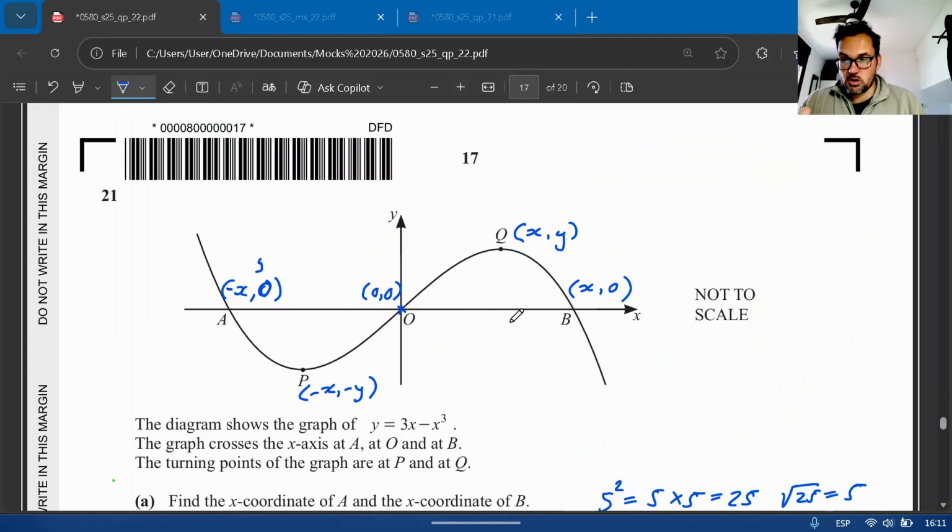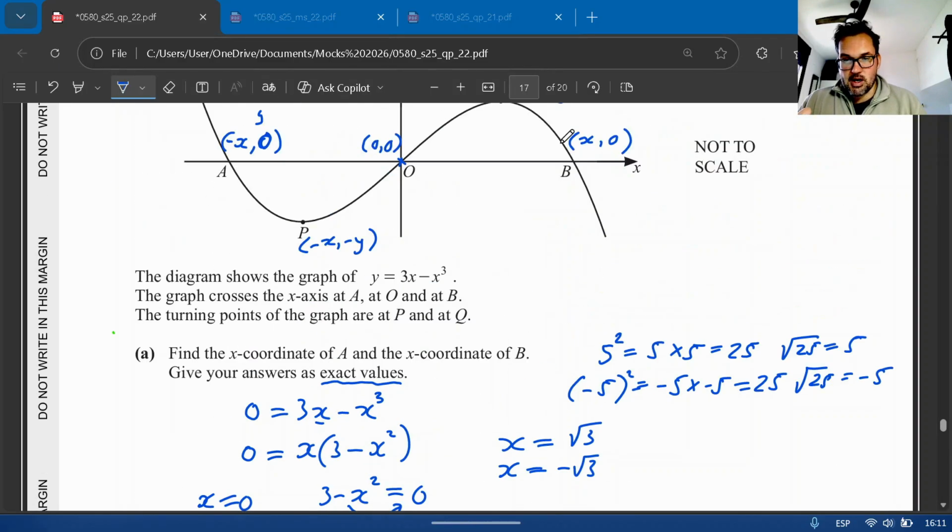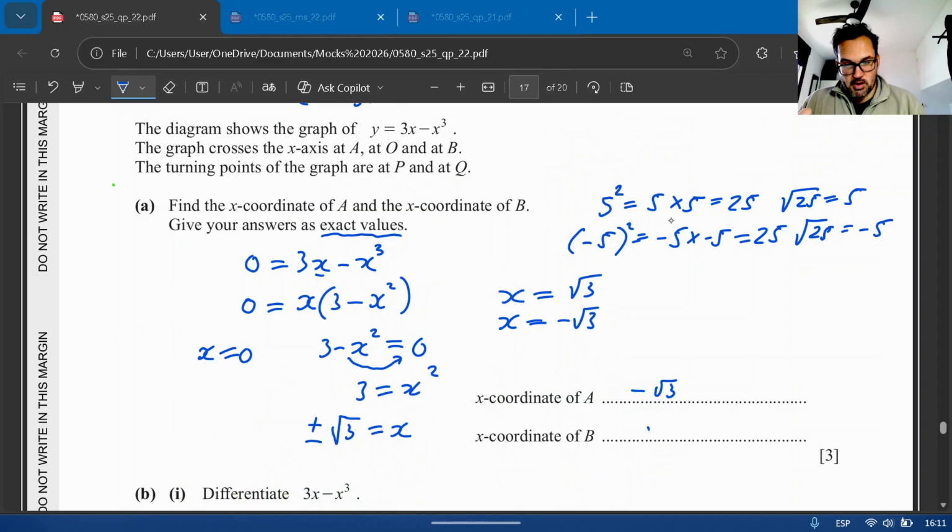Just check which one is which. The A is the one where the x is negative, so the x coordinate here is negative square root 3, and then the B is where the x is positive. That will just be square root 3.